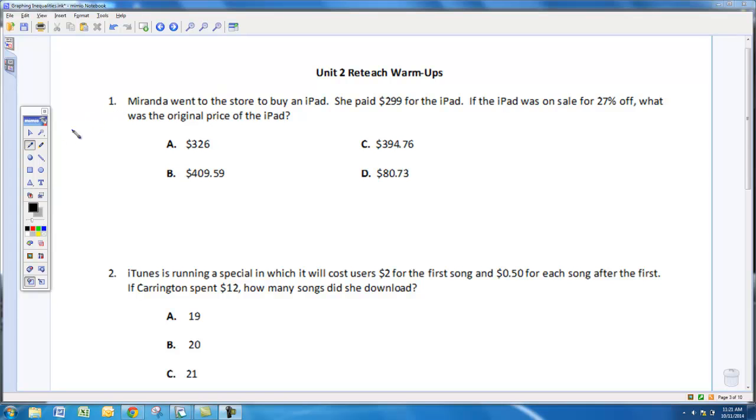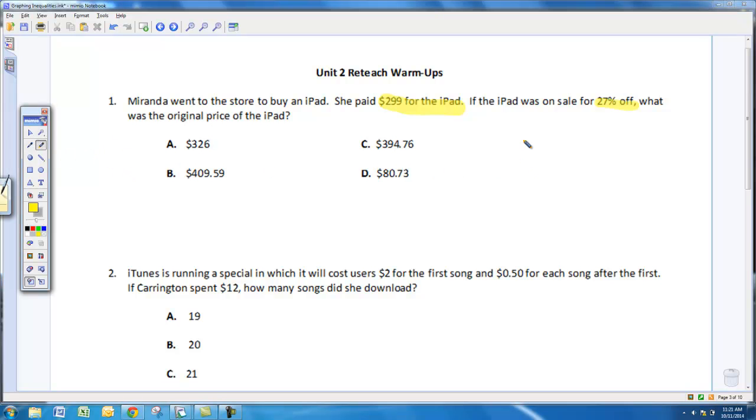Miranda went to the store to buy an iPad. She paid $2.99 for the iPad. If the iPad was on sale for 27% off, what was the original price of the iPad?